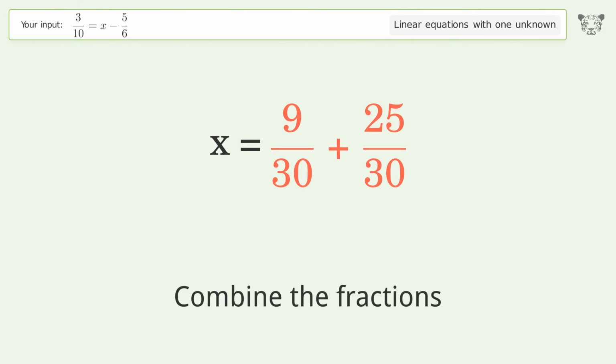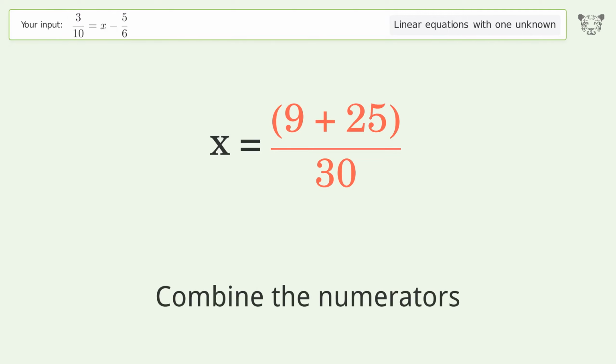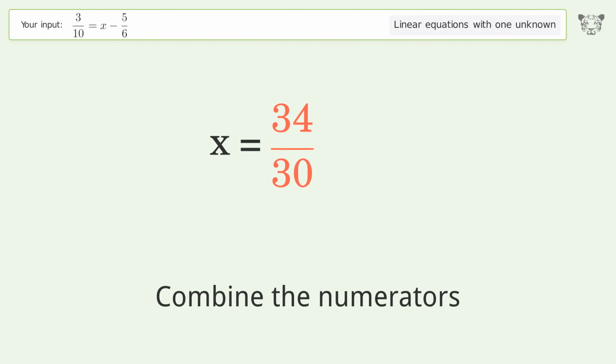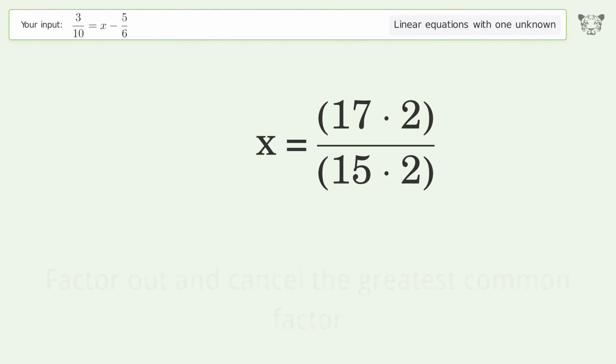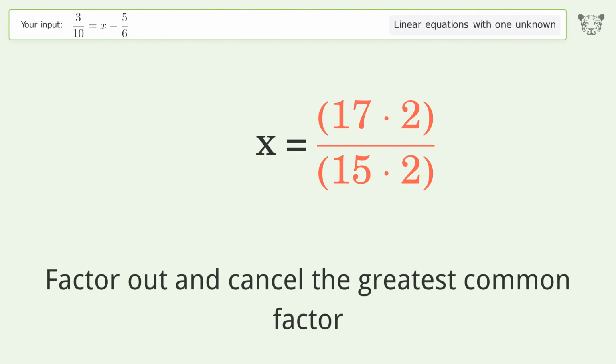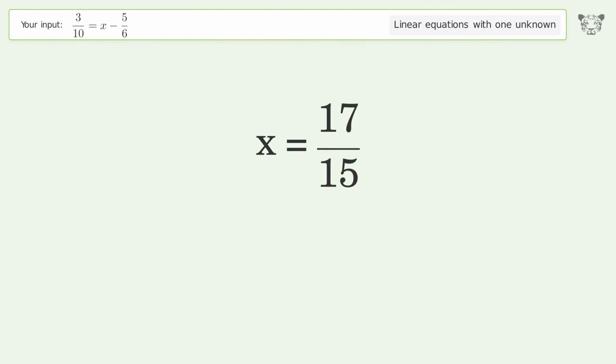Combine the fractions. Combine the numerators. Find the greatest common factor of the numerator and denominator. Factor out and cancel the greatest common factor. And so the final result is x equals 17/15.